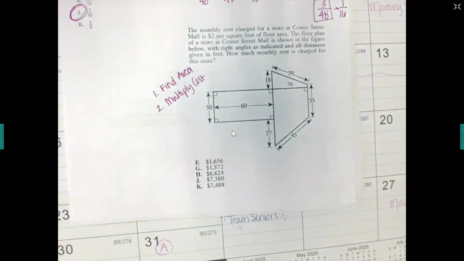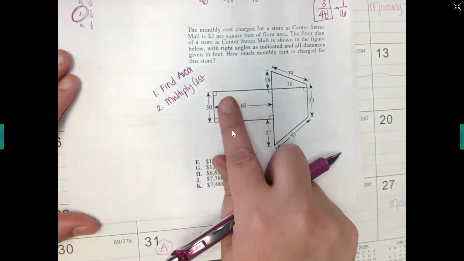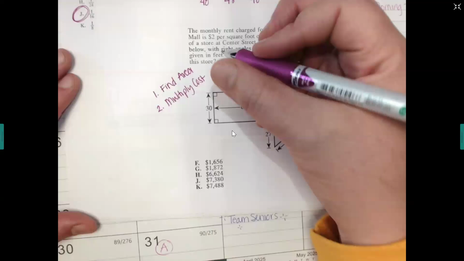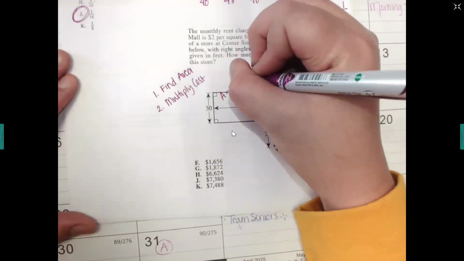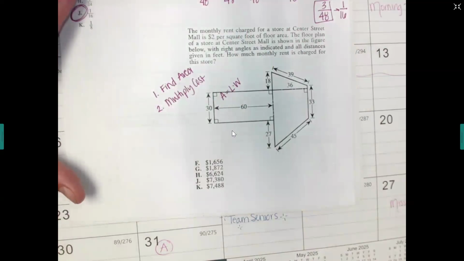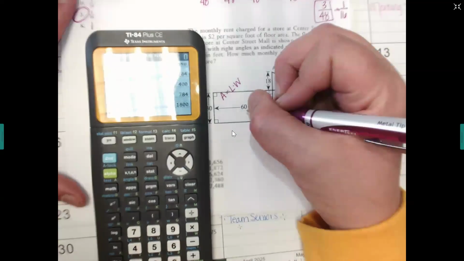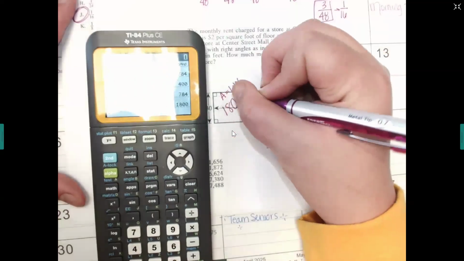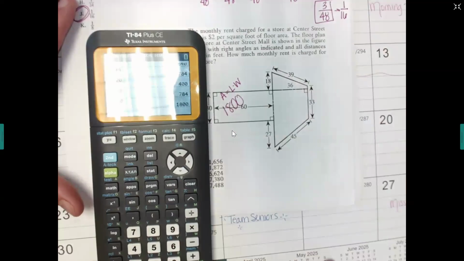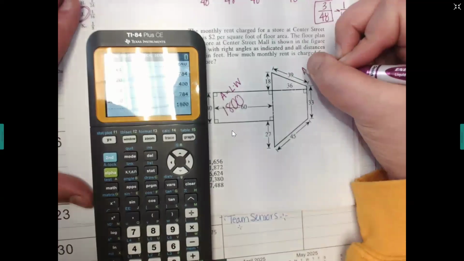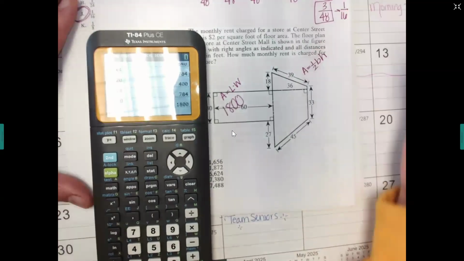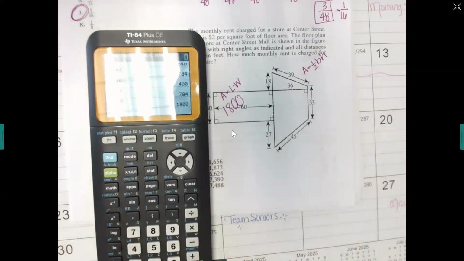Now, when I'm finding area, what shape is this? Rectangle. How do I find the area of a rectangle? Length times width. In your calculator, what's 30 times 60? Should be 1,800. Okay, next let's go to our triangle. How do I find the area of a triangle? 1/2 base times height, or you could do base times height and then divide by 2. That's also fine. Okay, which of these numbers are the base and the height?